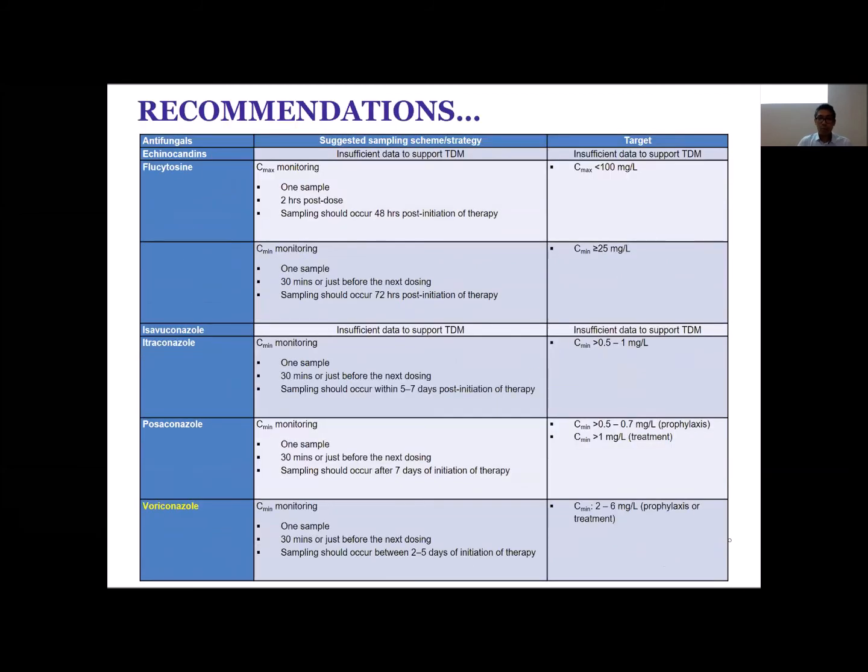And this is what we recommend if someone wants to perform TDM in the ICU or in ICUs or hospitals. We have recommendations for flucytosine, itraconazole, and posaconazole, but based on the data that we have, we do believe that TDM is clinically beneficial for patients receiving voriconazole for now.